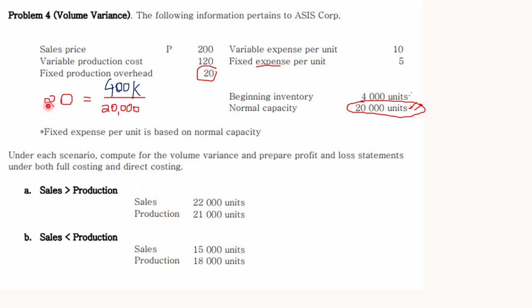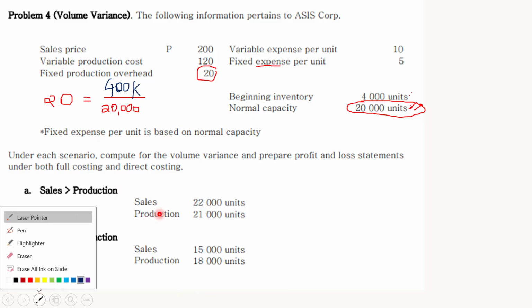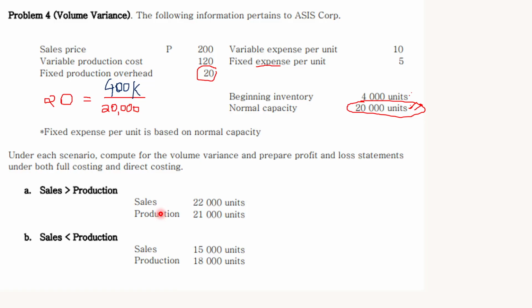Mag-a-apply tayo ng 20 times 21,000. Masosobrahan tayo ng pag-apply. Sa scenario B, produce natin 18,000 lang. So, 18,000 times 20, yun lang yung i-apply. So, magkakaroon tayo ngayon ng variance.